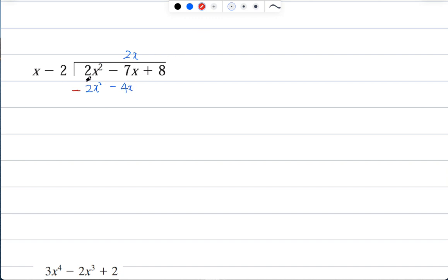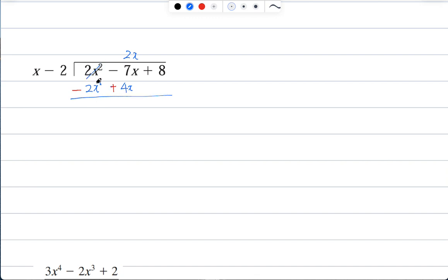If you can remember really well, maybe you can do 2x squared subtract 2x squared and negative 7x subtract negative 4x. But I've seen so many students make mistakes on this. So what I recommend is that you apply the subtraction sign to all the terms we're going to subtract. So the negative 4x, we apply the negative sign and make it a positive. Then we continue the subtraction.